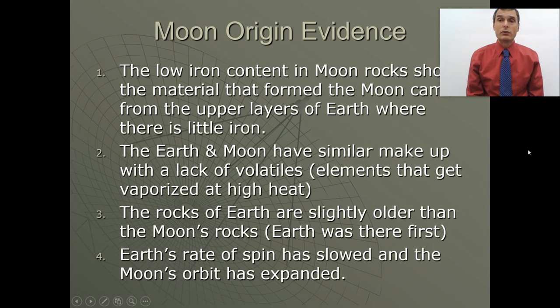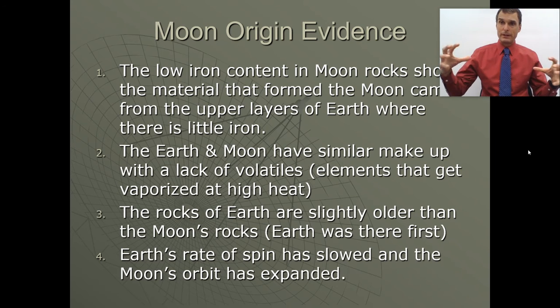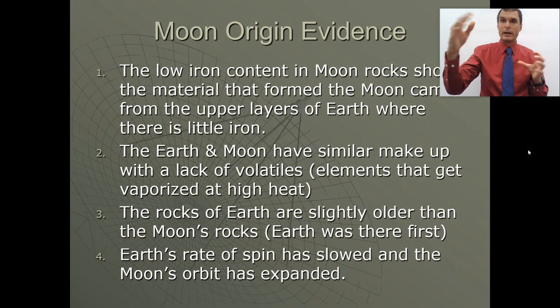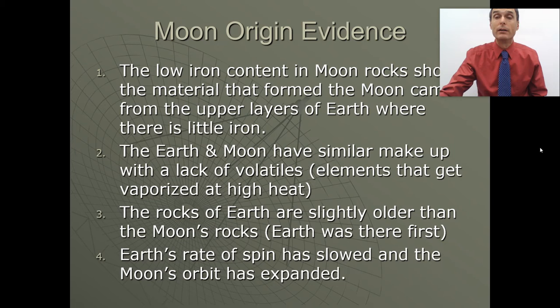And last, the Earth's rate of spin has slowed and the moon's orbit has expanded, which would have happened if they formed from this impact. The moon was closer to the Earth and then has since moved away. And those two things are a byproduct of an after impact.